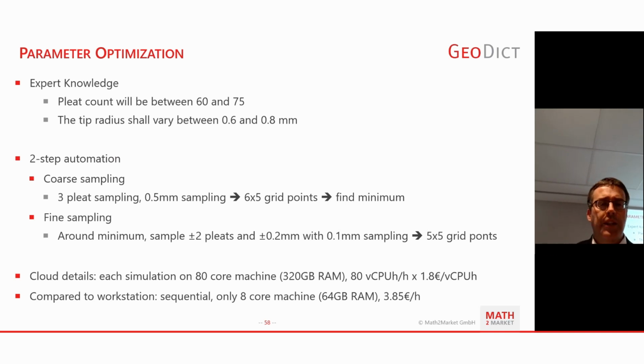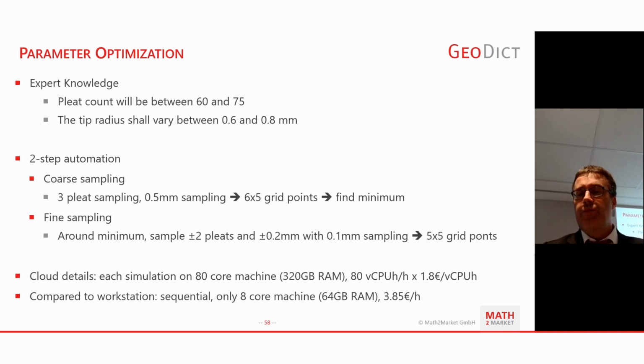But we'll come back to that in a second. Then here some details for the cloud testing. We ran each simulation on an 80-core machine with 320 gigabyte RAM, and compare that to a normal workstation or a laptop, which would run sequentially, and, well, this is just an 8-core machine here, so we don't have more power than that.